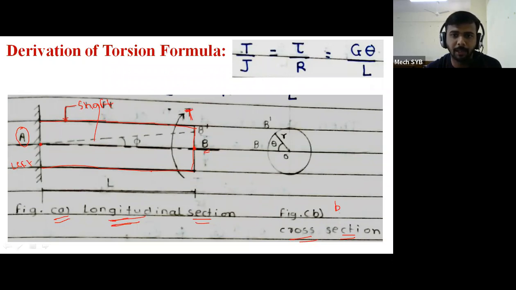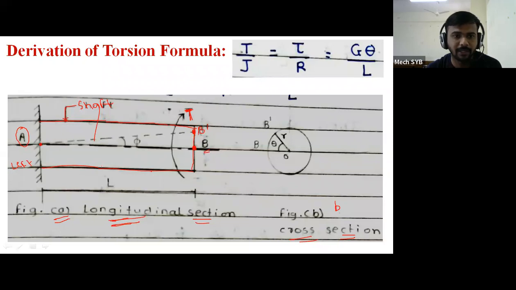Now what happened exactly after the application of torque T? Due to the T amount of torque applied at the free end, the twisting is taking place. Due to that twisting, this point B, which is on the axis, is shifted to B dash. See, this is the B dash point in the figure. This shaft will start twisting about its own axis, and due to that twisting movement, point B is shifted from B to B dash.